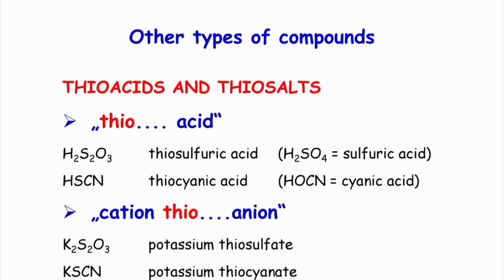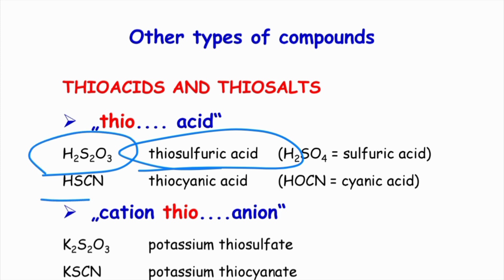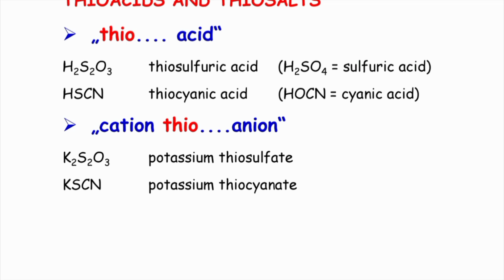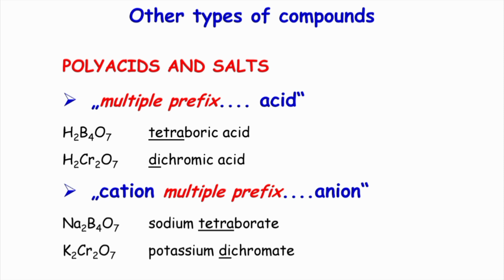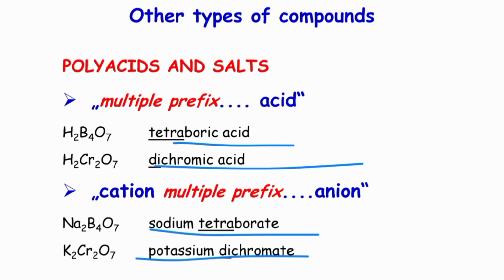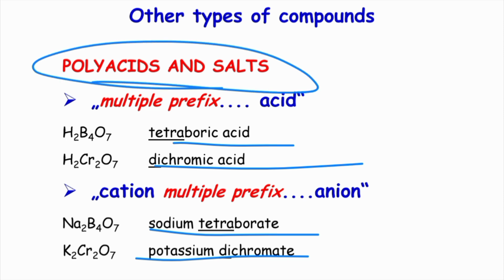Thioacids and thiosalts. Thio means, you can say, a thiol group is present. H2S2O3, HSCN, thiocyanic acid, potassium thiosulfate, potassium thiocyanate. Polyacids and salts: tetraboric acid, dichromic acid, sodium tetraborate, potassium dichromate.